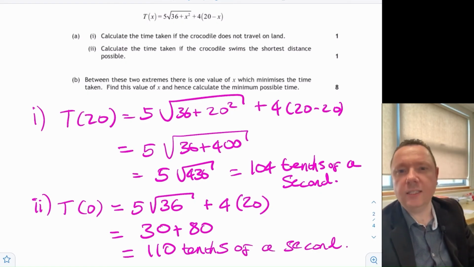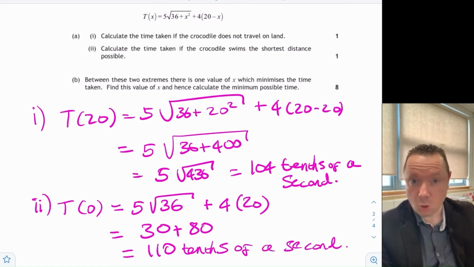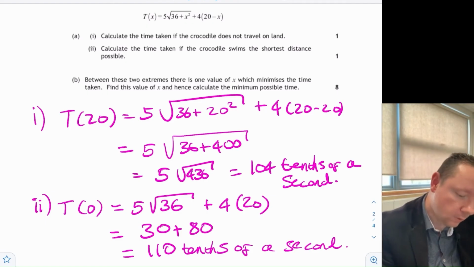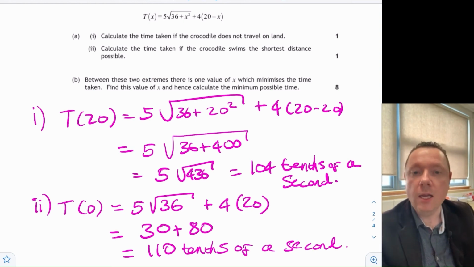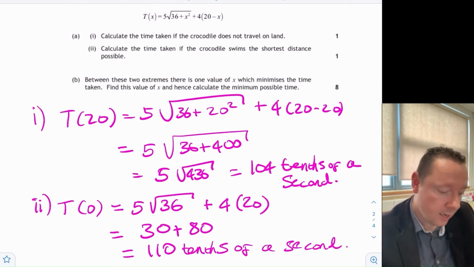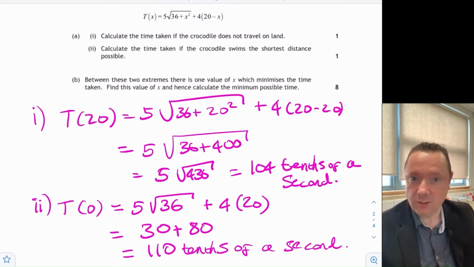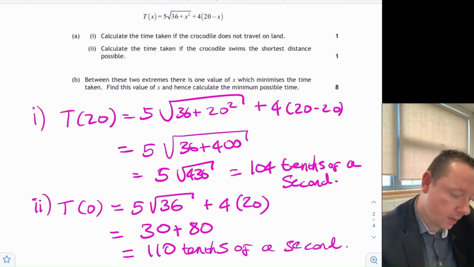Part B. Although the context of the question was quite unusual, to say the least, between these two extremes there's one value which minimises the time taken. If you're a Higher Maths pupil, you should realise that the word minimise means we're doing optimisation, and that should be a big red flag for you. Find this value of x and hence the minimum possible time.